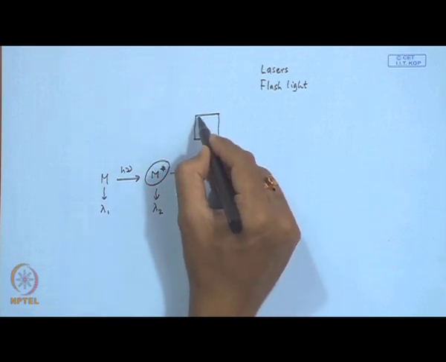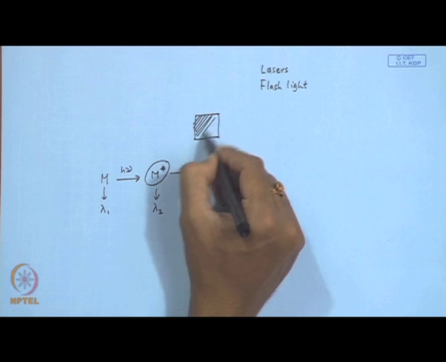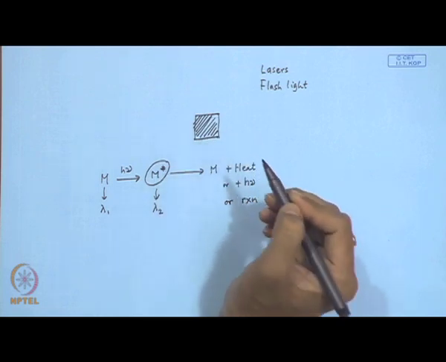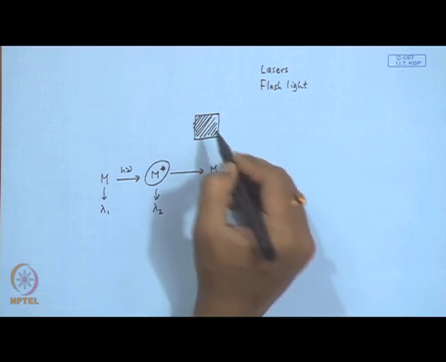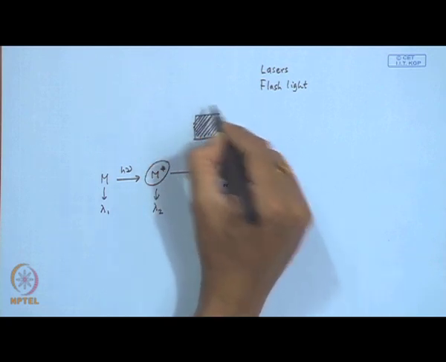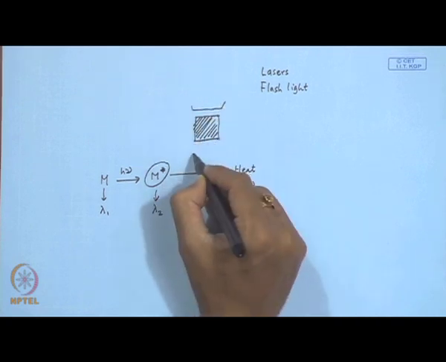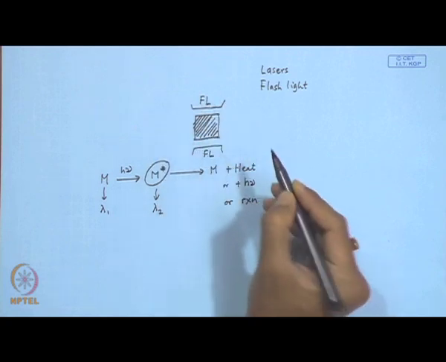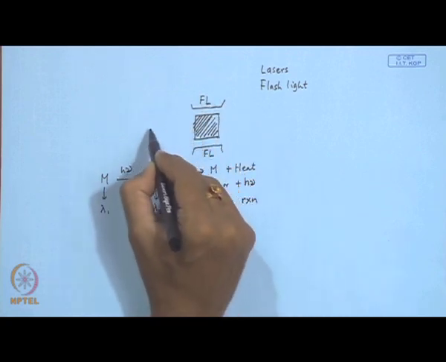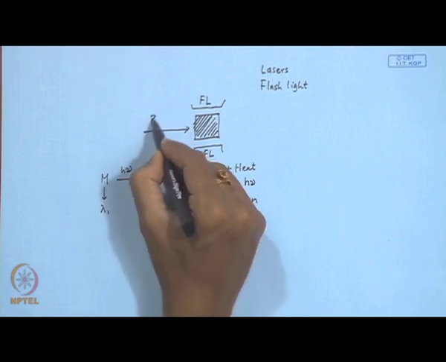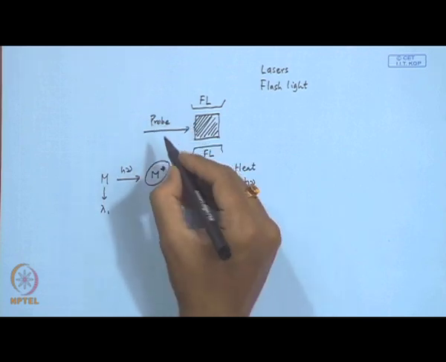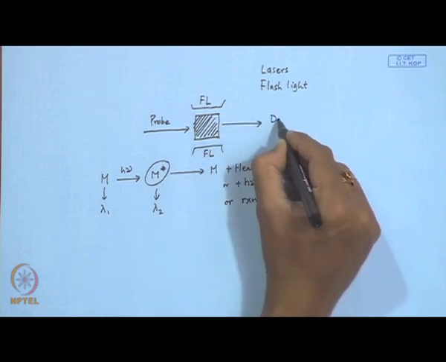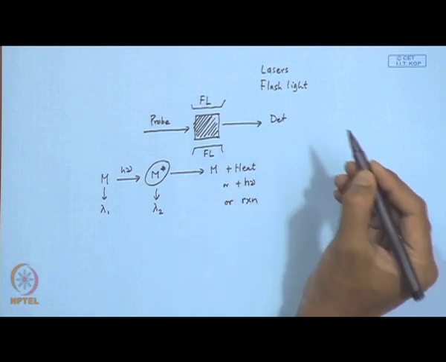So what you do, you have got your sample over here, maybe an aqueous solution or maybe a solution in some solvent, maybe methanol, maybe benzene and so on. You have got your flashlight over here, and on this side you have got your probe beam. It is a weak, maybe white, light, and you have got the detector.